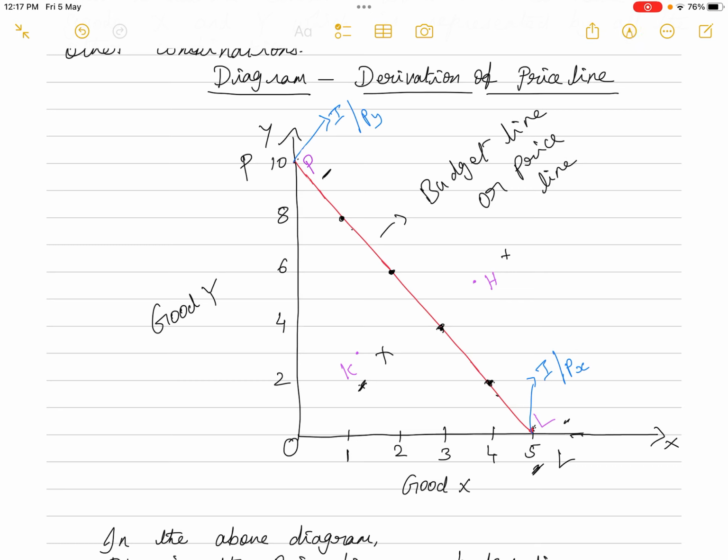This point we already mentioned: at P, commodity X is 0, and point L represents commodity Y is 0. Join these two and you get the PL. We have already seen that P is equal to I by PY, and in the equation we have I by PX. So first draw the PL and then mark those points. Against P it is I by PY and against L it is I by PX. Mark the point K as well as the point H.